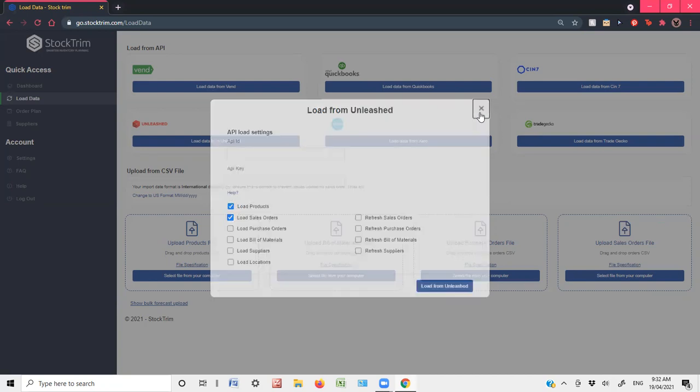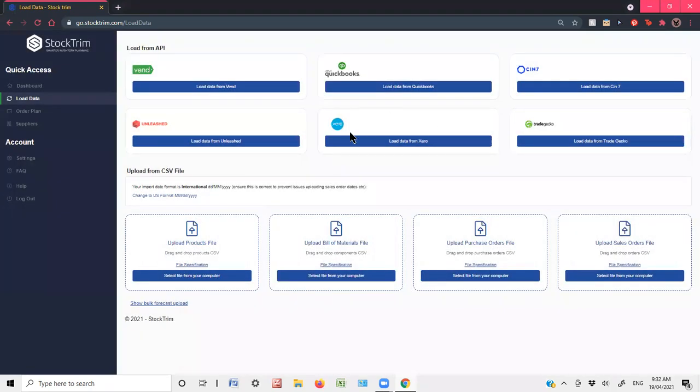automatically from that point. The first sync between your inventory system and StockTrim, depending on how many transactions you have, may take some time, say between 15 minutes and 30 minutes to an hour. But then, if you're refreshing on a daily basis, then that will only take sort of between 3 to 5 minutes each time. We can also bring in information via CSV files as well, and we've got templates and file specifications for the information that we need down here.